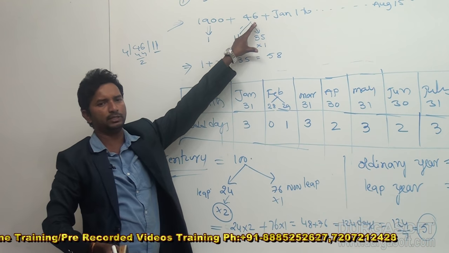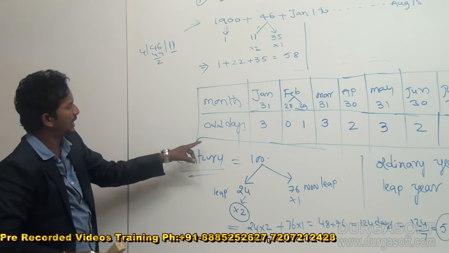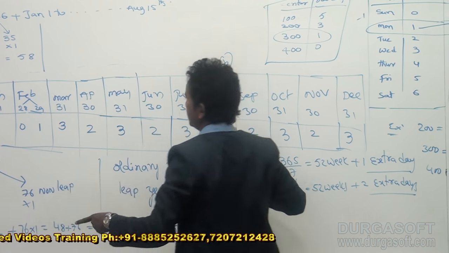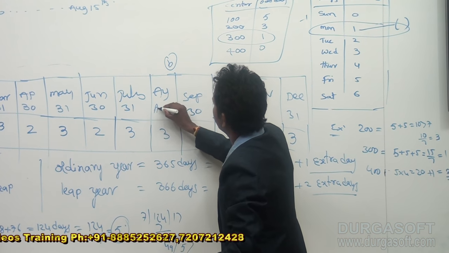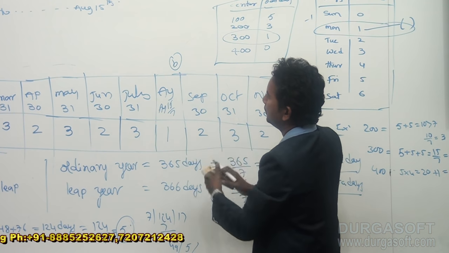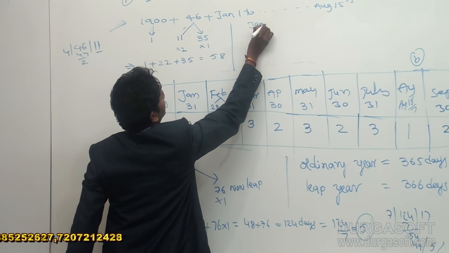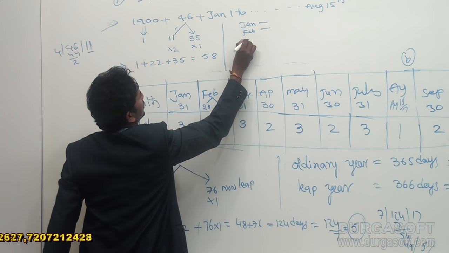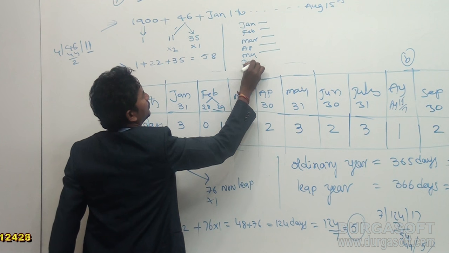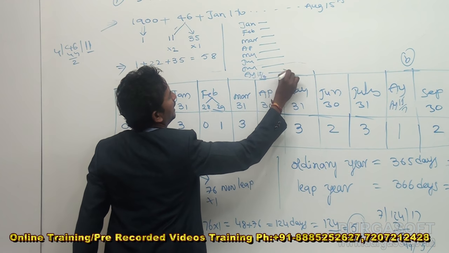Now 1946 over here. Now coming to the January to August. August 31st not, August 15th I want in this table. See the table. Now August 15th, August 15 divided by 7, the remainder is 1. Now January 1st to August. So January, February, March, April, May, June, July, August. August 15th, I am taking August 15th by 7, remainder is 1.